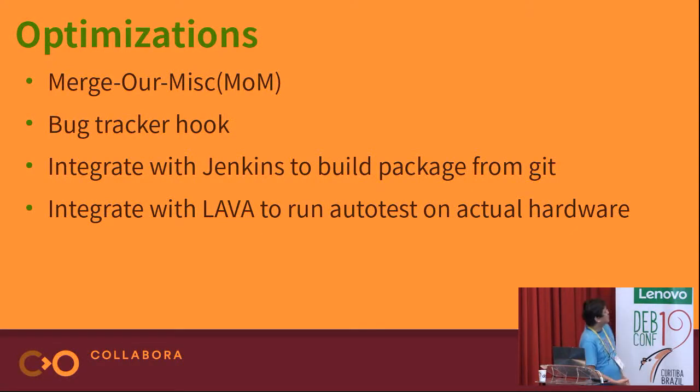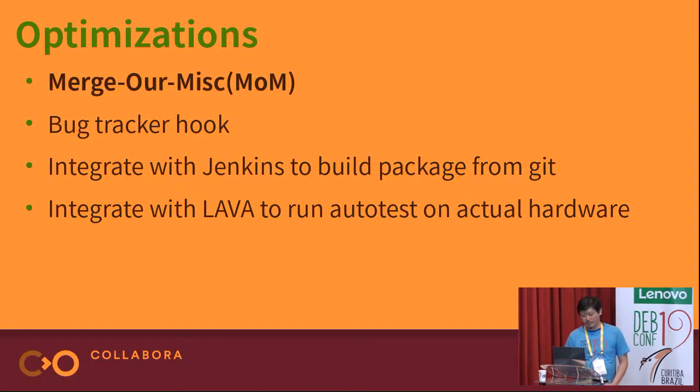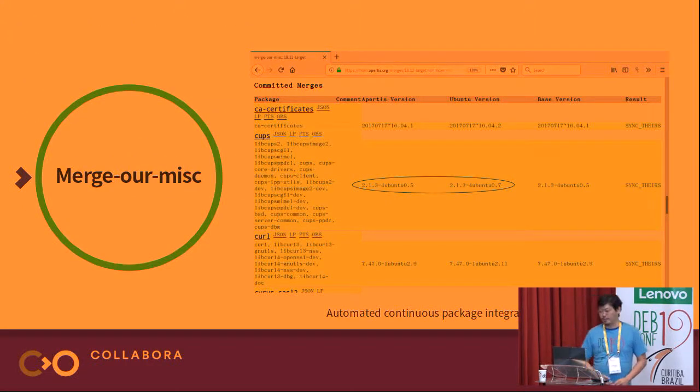Okay. Those are the tools I will mention that we integrate with OBS. And the first is merge-o-matic. This one we forked from Ubuntu's merge-o-matic package, so we can do automatic continuous package integration. So this script will look at the upstream package version and compare it with the local one. And if our patches apply cleanly, it will automatically merge it and then submit the package into OBS.